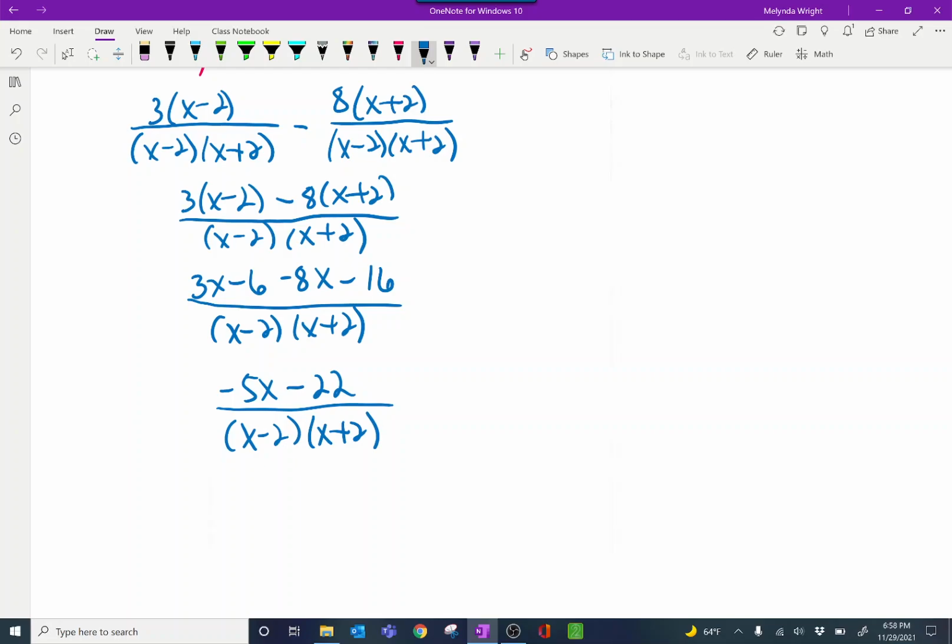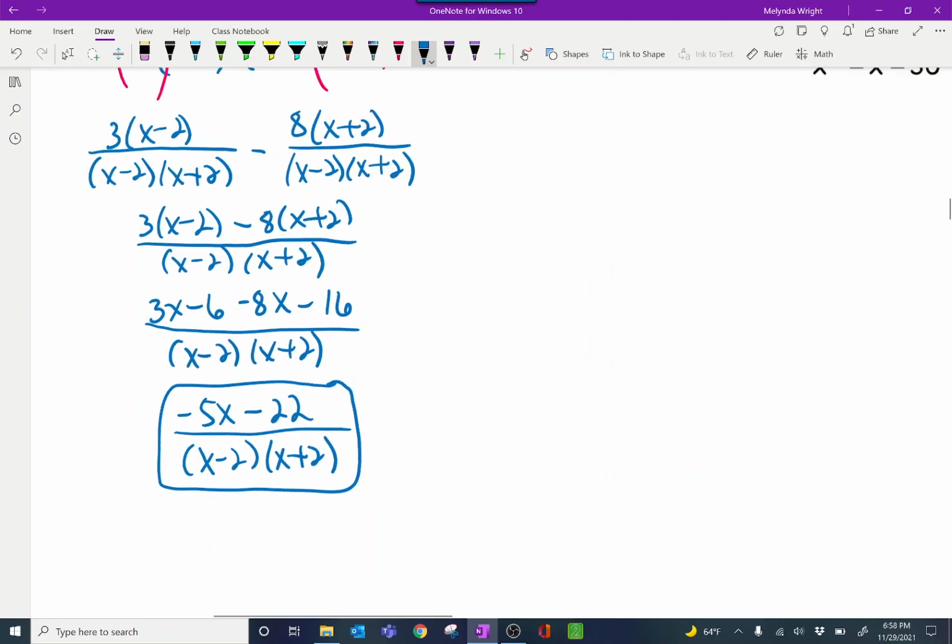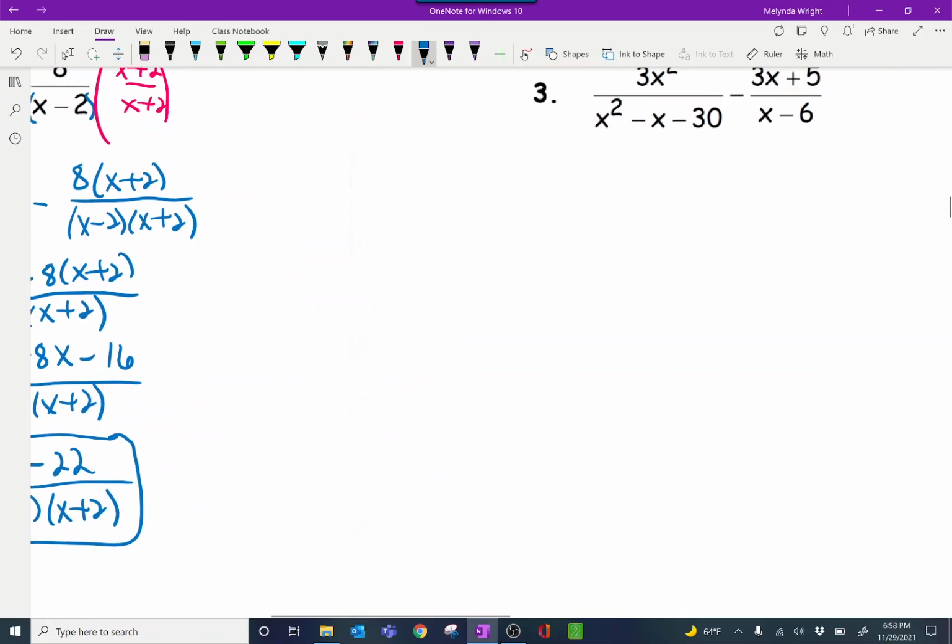Now, if it's possible to simplify any further, I would, but 5x and 22 don't have a greatest common factor. I can't factor anything out, so I'm pretty much done here. This is as far as we can go. Okay? All right, great. Let's look at our third example on this page.